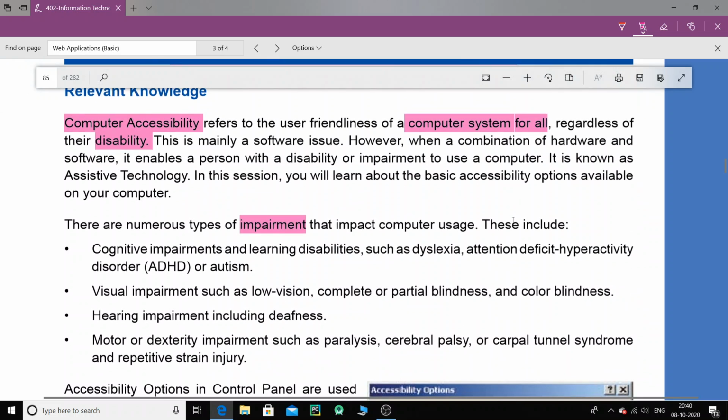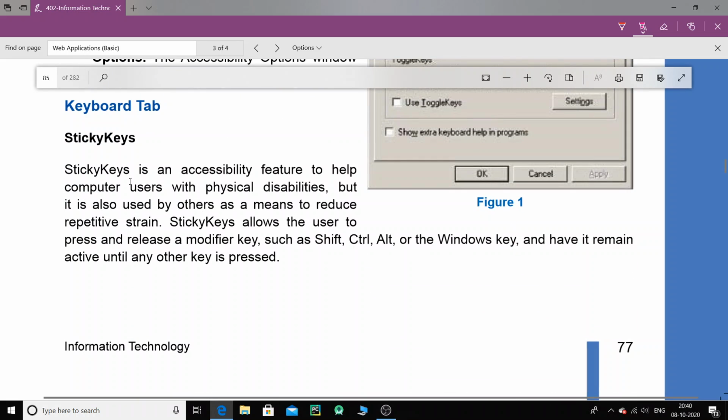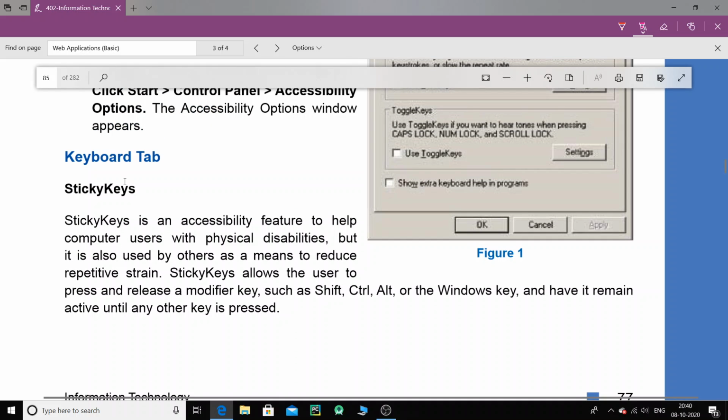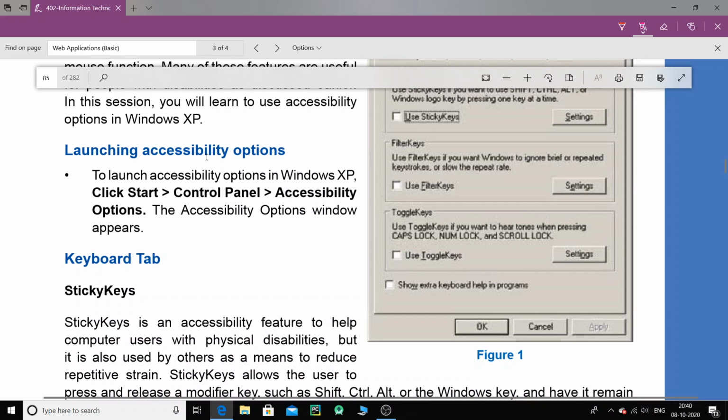Okay, so there are certain things that we need to understand about software: it should be accessible to everyone, and only then can we judge the success rate of the software. When we talk about Microsoft Windows, it has a lot of features which can be useful for people with certain kinds of disability. And we are just going to go through that.